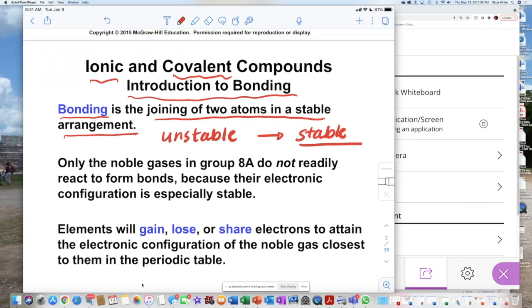Okay, we're told that only the noble gases in group 8A do not readily react to form bonds. The noble gases in group 8A. So for this part here, you have to have your periodic table.